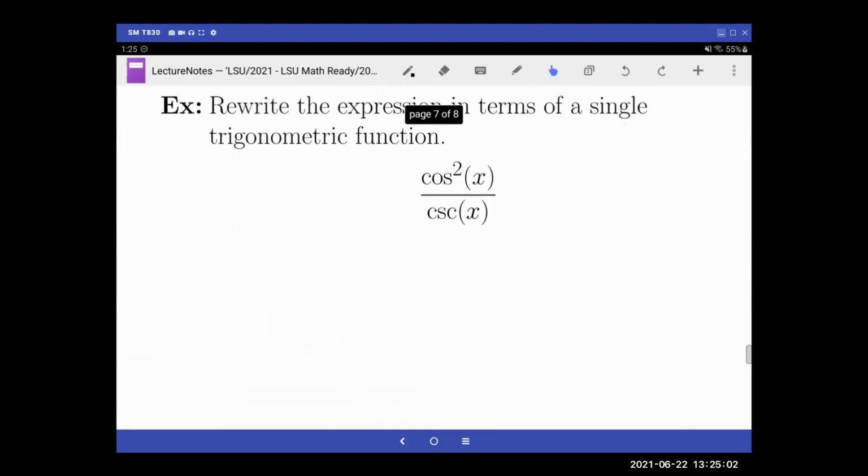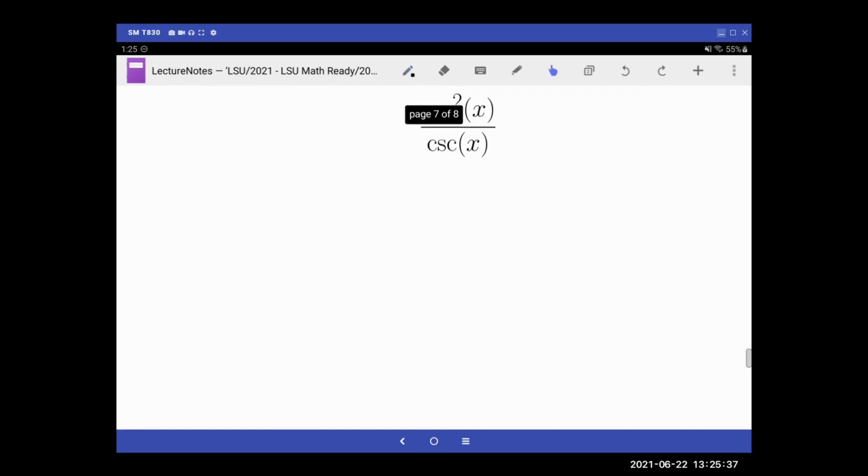All right, so let's do the last couple of examples here. I think we have 2 more. You want to rewrite the expression in terms of a single trigonometric function here. In other words, I want it to have just sine or just cosine or just tangent, like one function, okay, nothing else. But right now it's written as 2. And so you really just want to play with it and see what you can find. Anytime I see cosecant, like I see this in the denominator here, I'm going to go ahead and rewrite it as 1 over sine. So this is cosine squared x over 1 over sine of x.